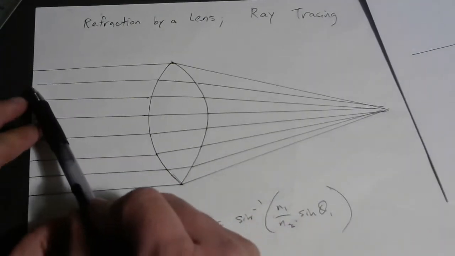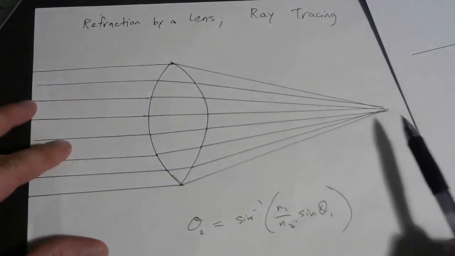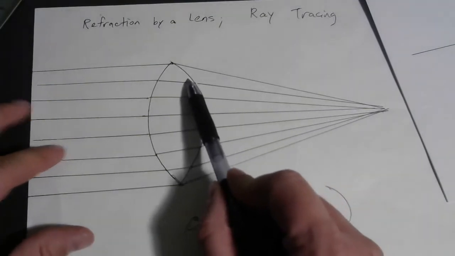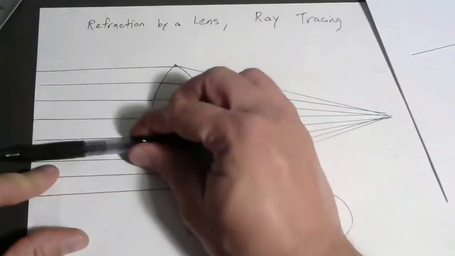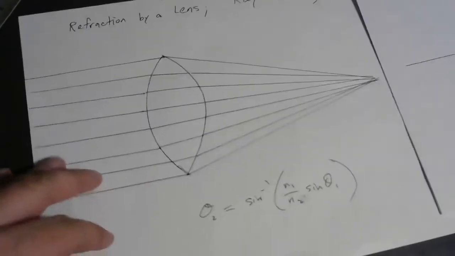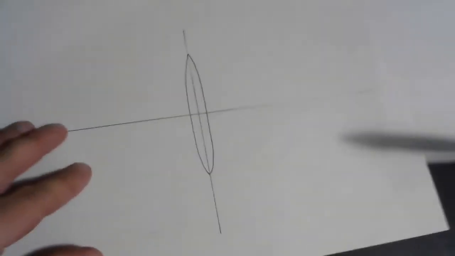And it really doesn't matter if you go from left to right or from right to left, it's reversible. So if a ray of light were coming from this point, from the focal point, it should be bent so that it exits the lens parallel to the optical axis. It works either way. And that is how we get one of our principal rays.